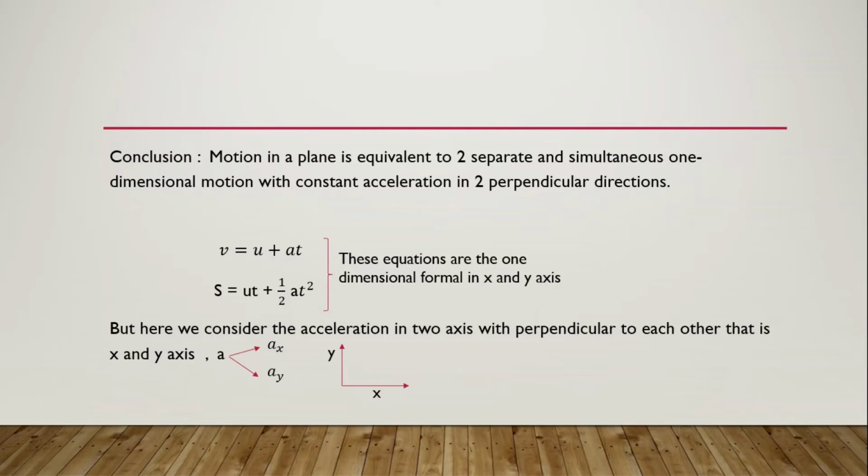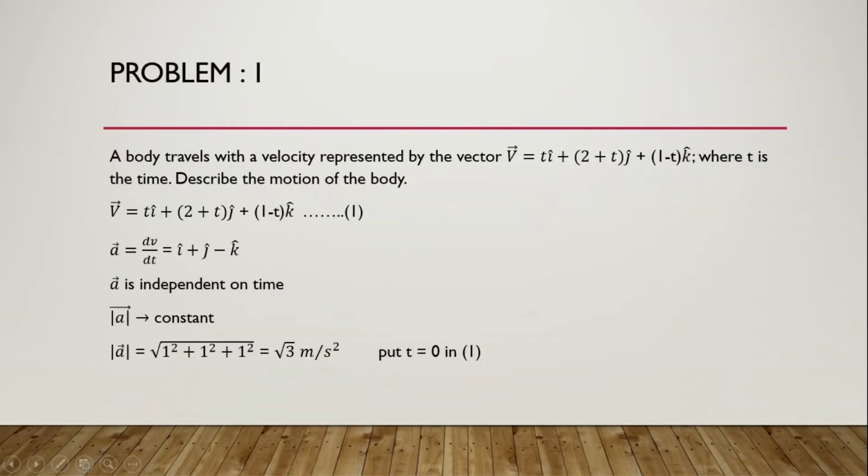Next we are going to discuss some problems based on this concept. A body travels with a velocity represented by the vector v is equal to t i cap plus 2 plus t j cap plus 1 minus t k cap, where t is the time. Describe the motion of the body. So they are asking to describe the motion of the body.